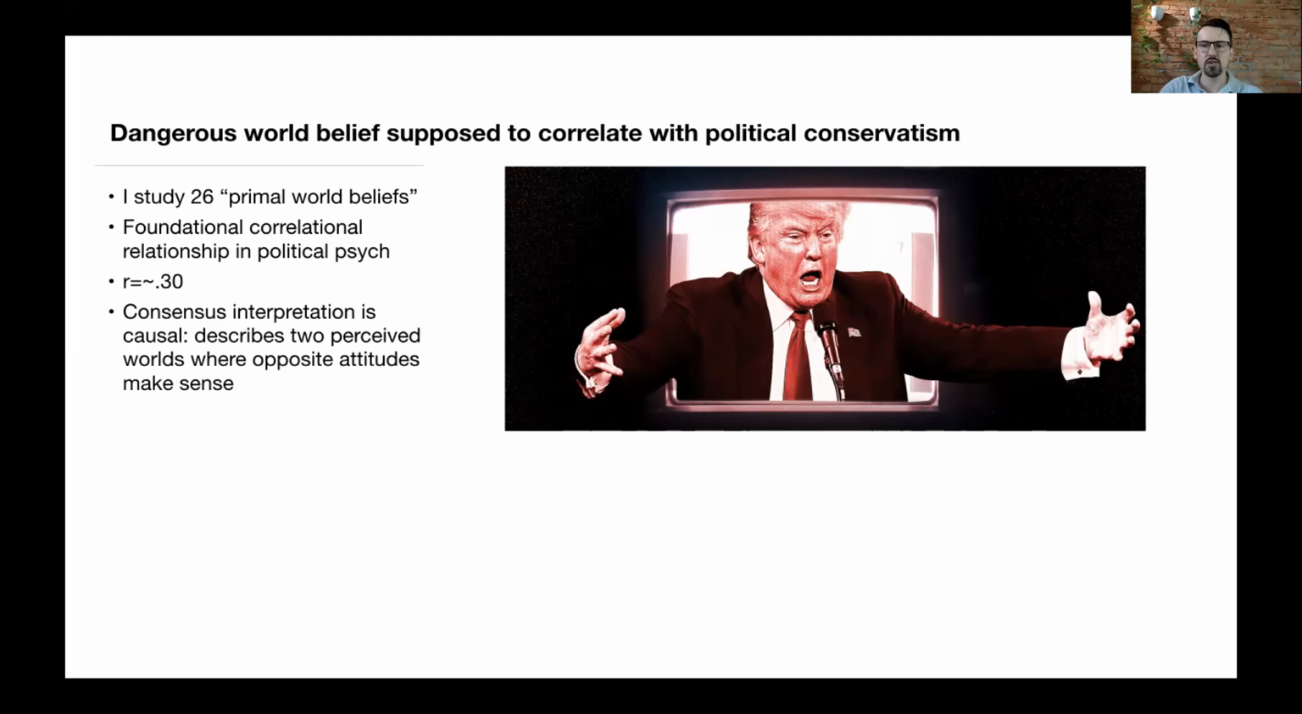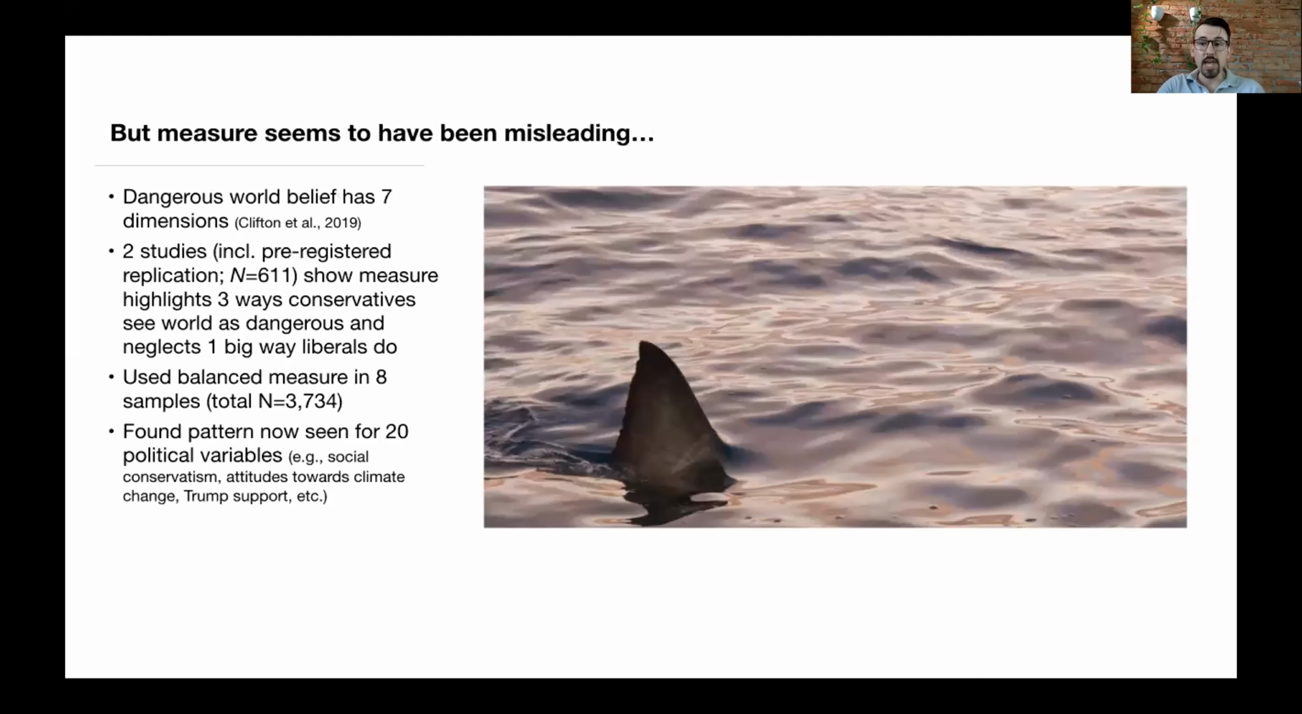So belief in a dangerous world is thought to describe two perceived worlds in which opposite political behaviors make sense. So we need to keep out immigrants because the world is a dangerous place. We need to spend more money on the military and police and stuff like this because the world is a more dangerous place than liberals believe. The problem is that the measure that's been used to show this finding seems to have misled us, perhaps.